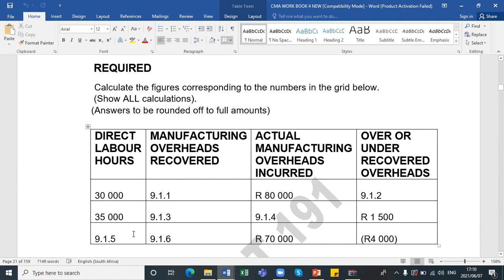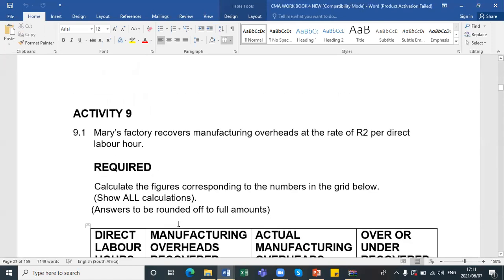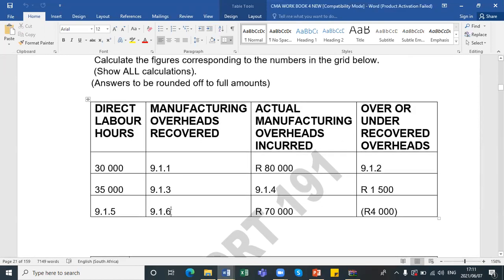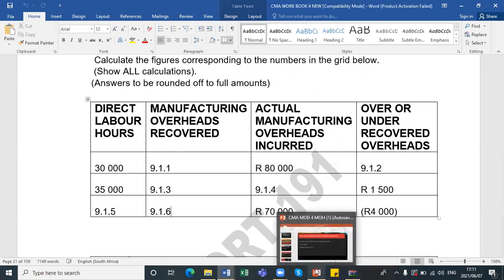So there's two items you need. You need your applied overheads and you need your predetermined rate. Now, we do have predetermined rate of 2 Rand, but we don't have our applied. So what I'm trying to get to is you can't work out 9.1.5 first. You must first work out 9.1.6, which is our applied overheads.